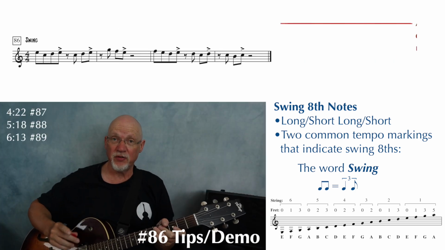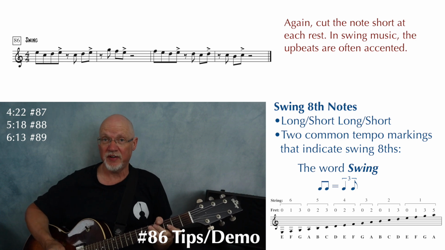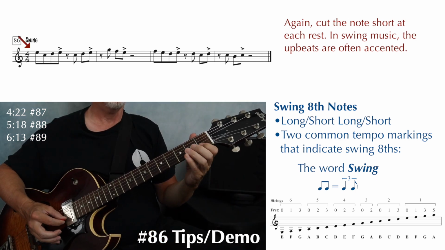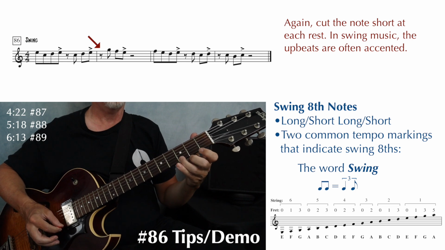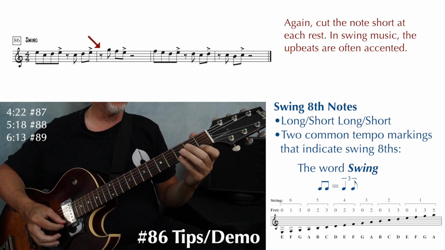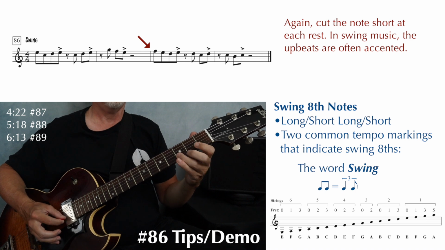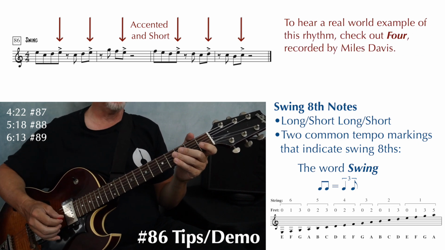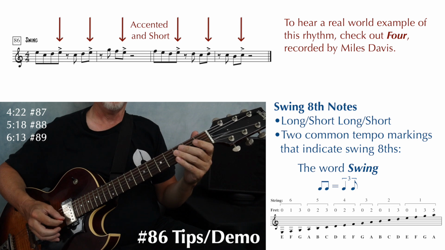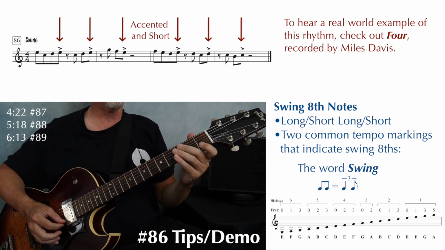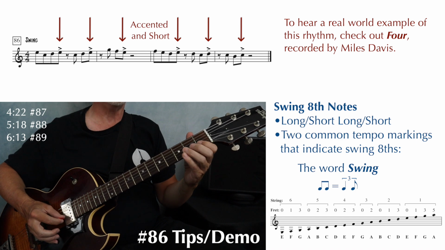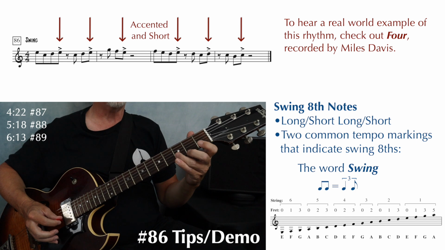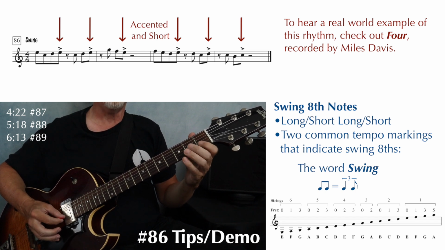Number 86, I'll play through this a little more slowly. It's a little more complicated. So notice every time we have a rest, I'm cutting the note right before it short. And I'm accenting that as well. It's just part of the swing style. Do do do da, do do da, ba da da. Ba ba da da, ba da da, ba da da.